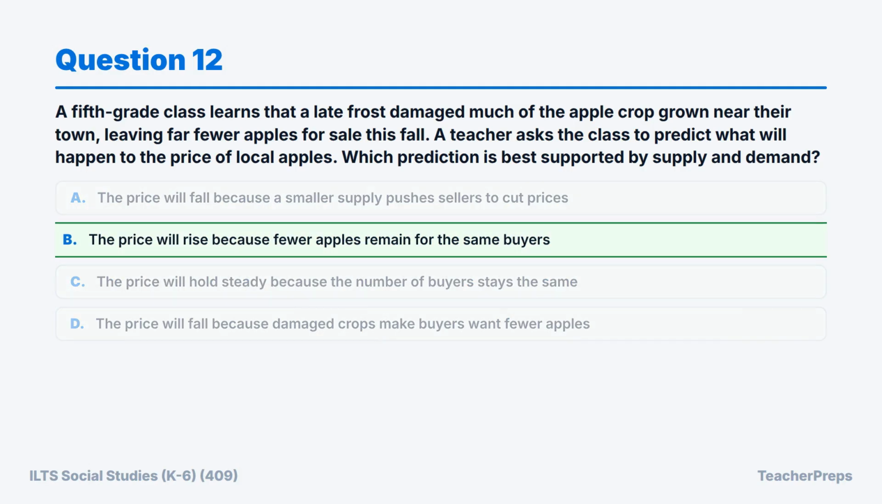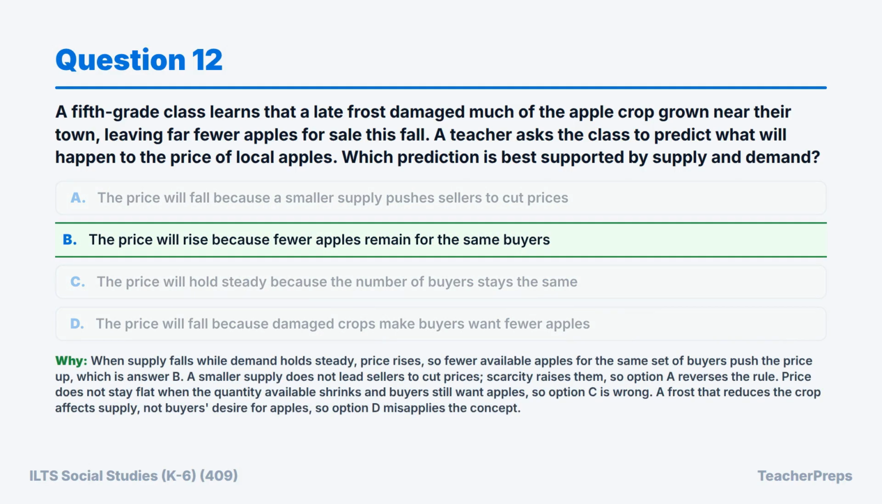The correct answer is B. The price will rise because fewer apples remain for the same buyers. When supply falls while demand holds steady, price rises. So fewer available apples for the same set of buyers push the price up, which is answer B.